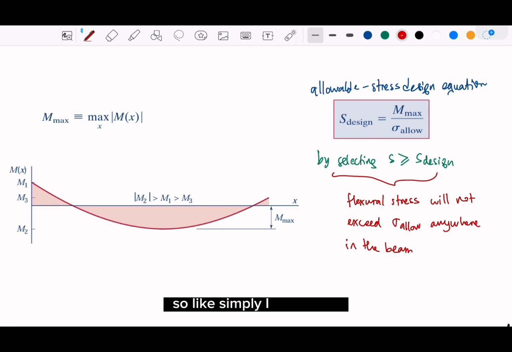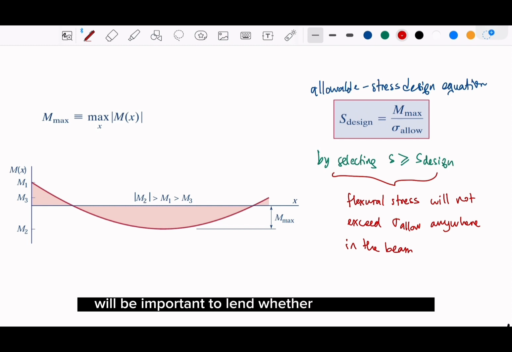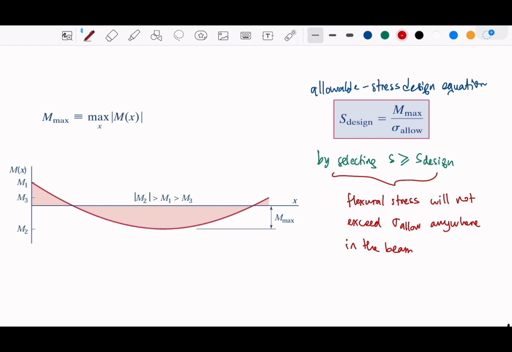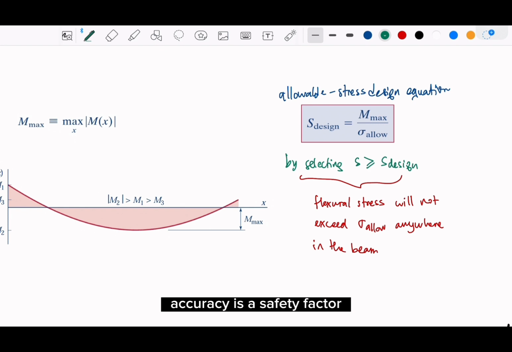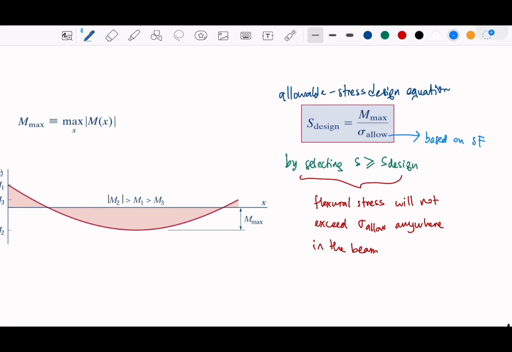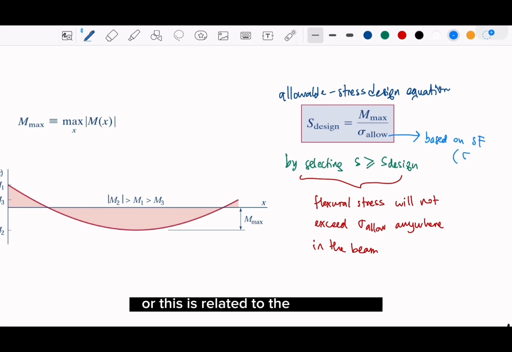So I give this S like the way we designed in the previous sections. We have the allowable stress, right? But now in beams, we have the S design. So S design will be important to tell whether our flexural stress will exceed our sigma allowable or not. Sigma allowable is based on the safety factor, or this is related to the sigma yield.